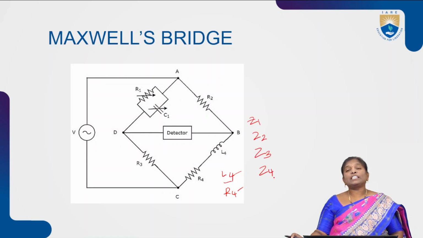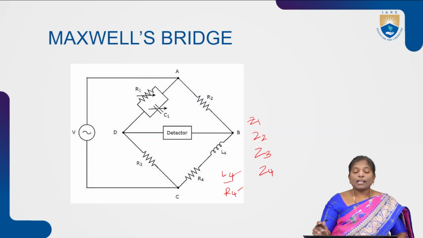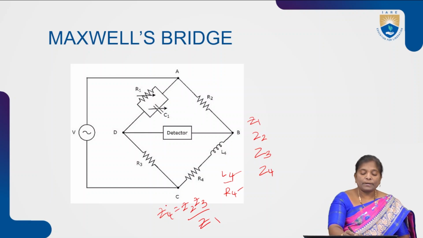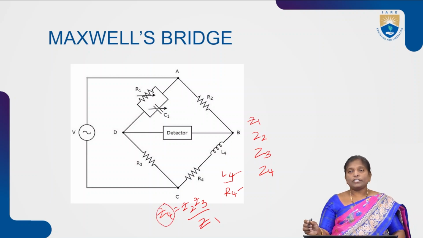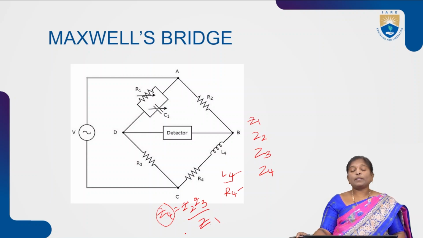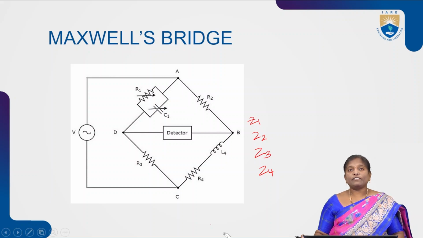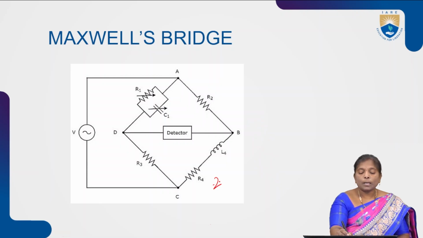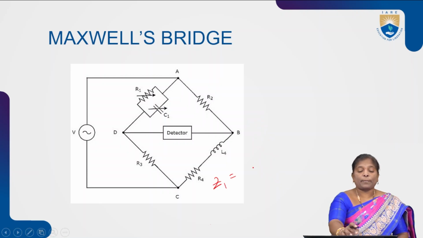What is the need of calculating these 4 parameters? The balanced condition for any AC bridge is Z4 equals Z2 Z3 by Z1. So, to measure the unknown parameter Z4, we need to find Z1, Z2, Z3 and Z4. Then by substituting Z2, Z3 and Z1 in this equation, we can measure the unknown parameter Z4. Coming to Z1, what is Z1? A parallel combination of resistance and capacitance.